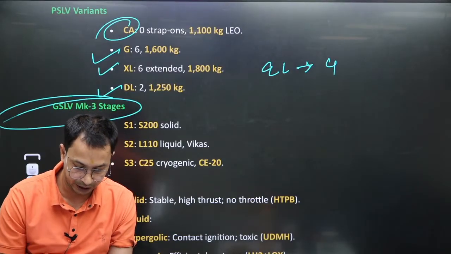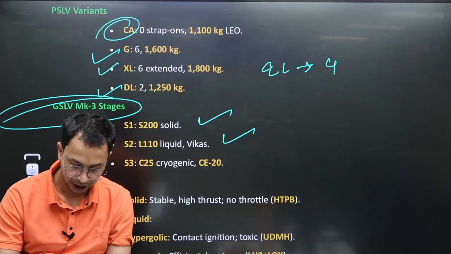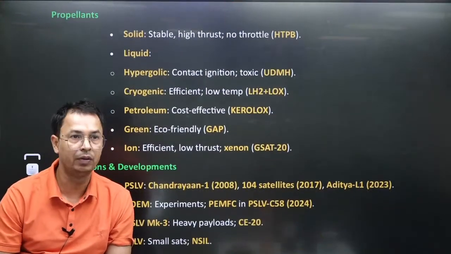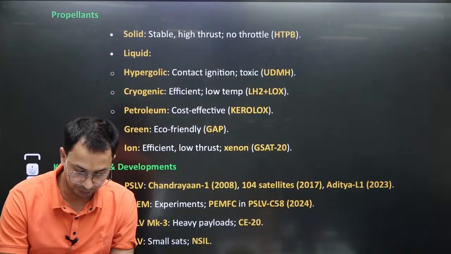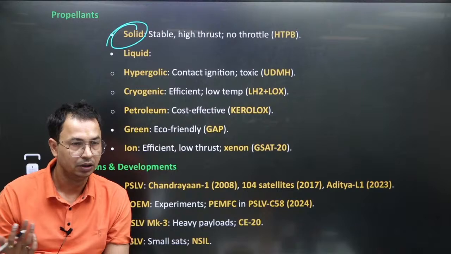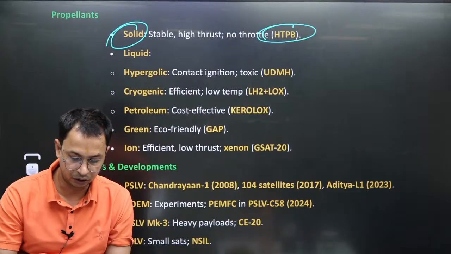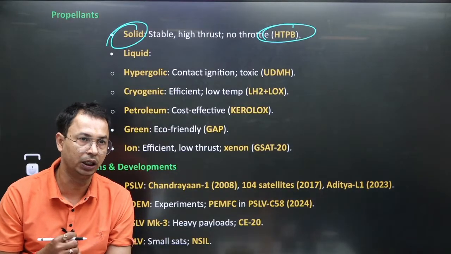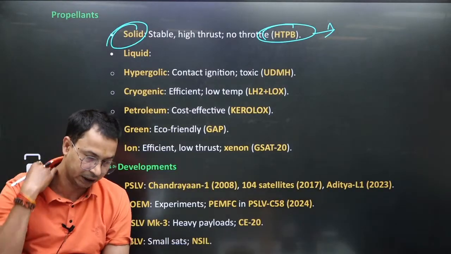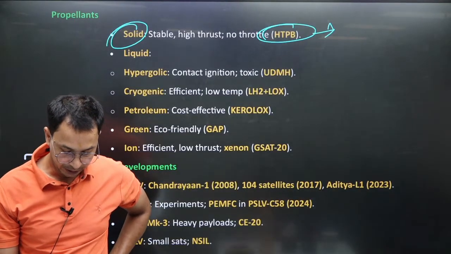Then GSLV MK3. First is solid, I have told you. Second is liquid, it will use the liquid Vikas engine, and in the third it will use the cryogenic engine. Now, which propellants will be used in these engines? Solid. The first stage of PSLV and GSLV both is solid. So, which type of fuel will be used? In the solid, we will use hydroxyl terminated polybutadiene, or you can say HTPB, as the binding agent with aluminum powder.